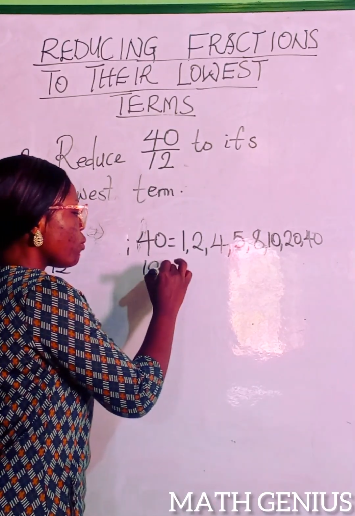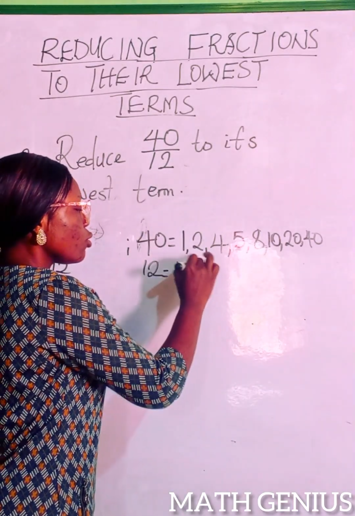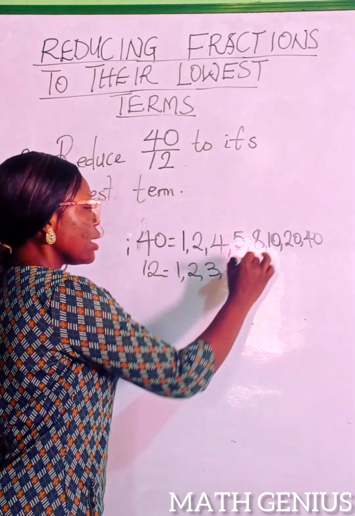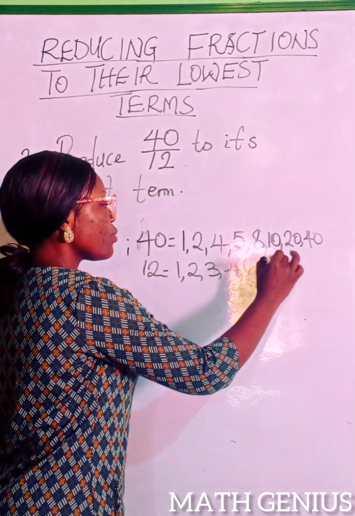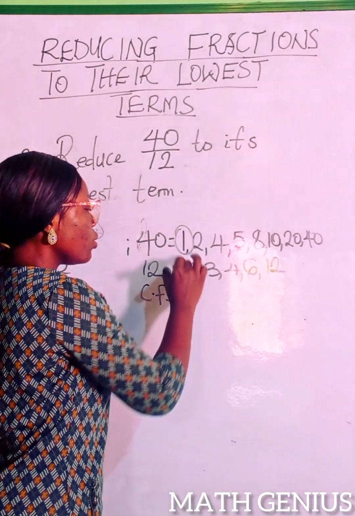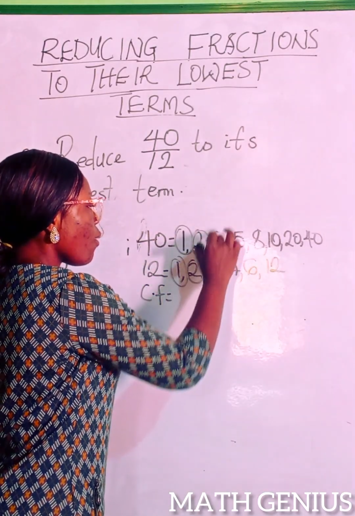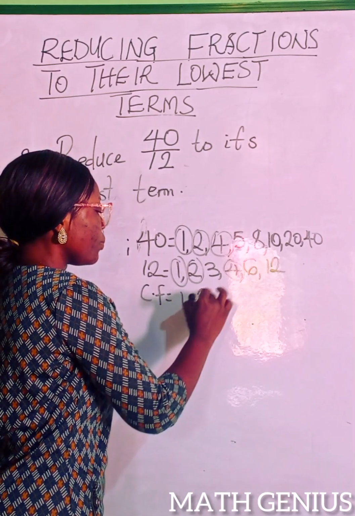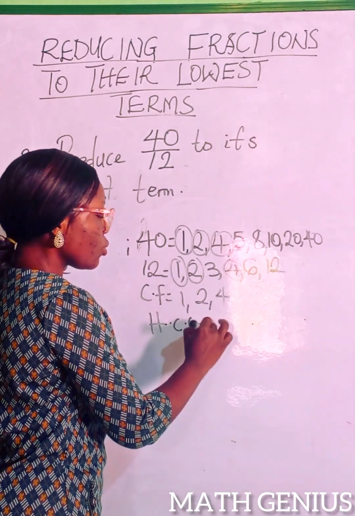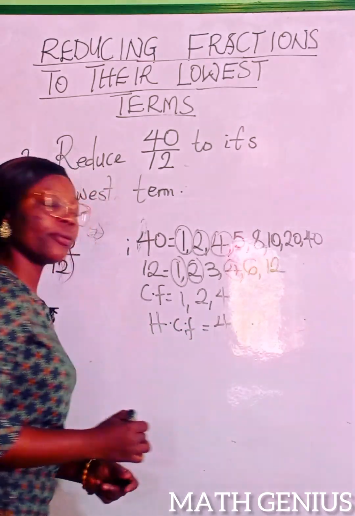Same thing goes for 12. 1 times 12, 2 times 6, 3 times 4, 4 times 3, 6 times 2, 12 times 1. The common factors here are 1, 2, 4. Then the highest common factor becomes 4.